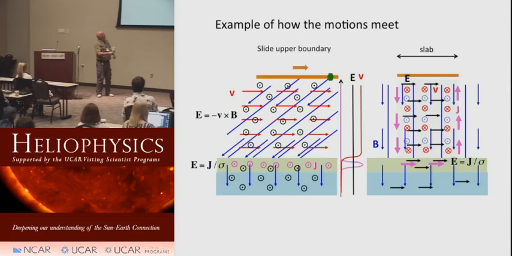And it's basically E is J over sigma. So the electric field that here was created by V cross B, in the ionosphere, I can think of as just being created by the current itself. And the current, which was created by the curl of B here, is still created by the curl of B. Okay? So I have current through the ionosphere.